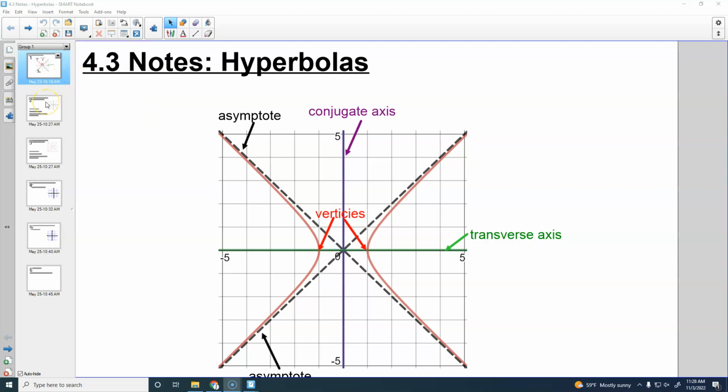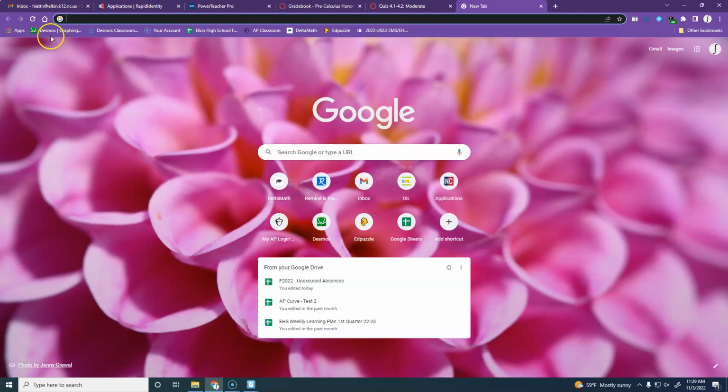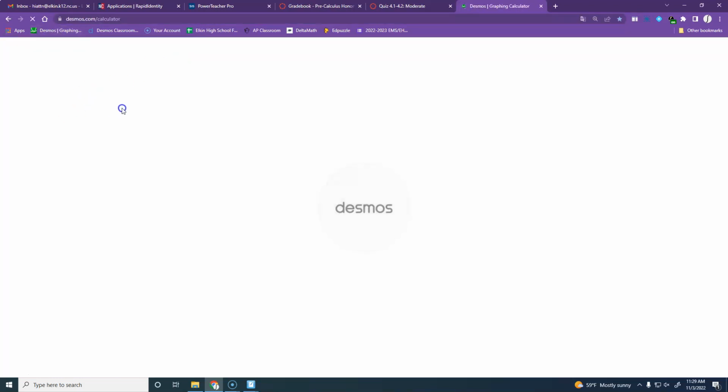Hyperbolas are going to have one teeny tiny difference in their equation between ellipses and hyperbolas. But it is going to make the graph look so much different. Okay? So what we're going to see happen, Desmos should be coming up.